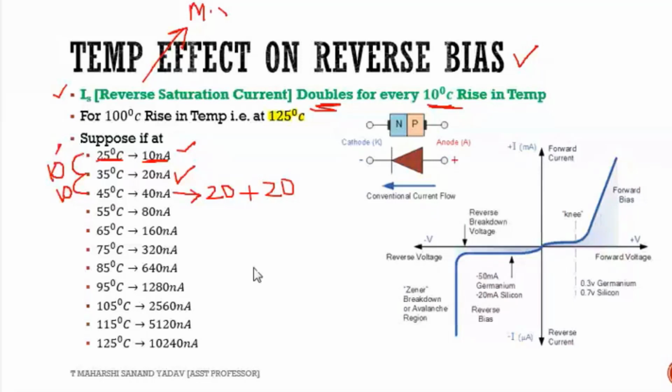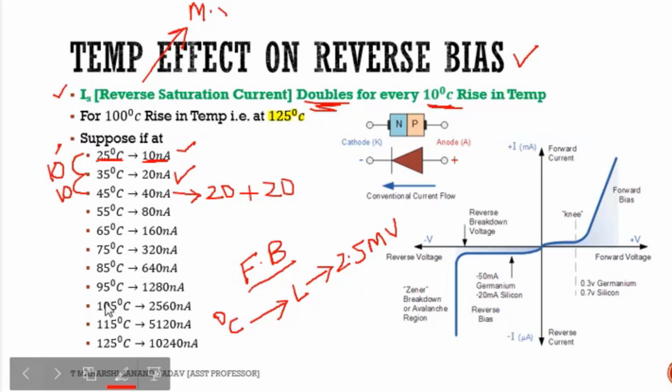Whereas what is happening for forward bias? Can anyone tell me the definition, the temperature effect on forward bias? Per degree centigrade rise in temperature, the characteristics get left shifted at a rate of 2.5 millivolt. So you just need to remember only 2 points. Here 2.5 millivolt per degree centigrade, and here for every 10 degrees it is getting doubled.